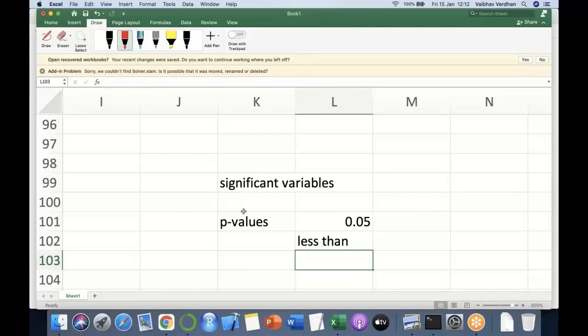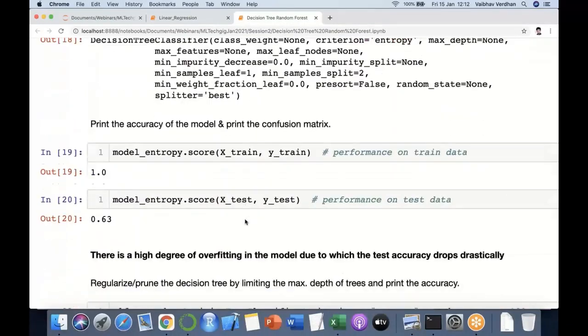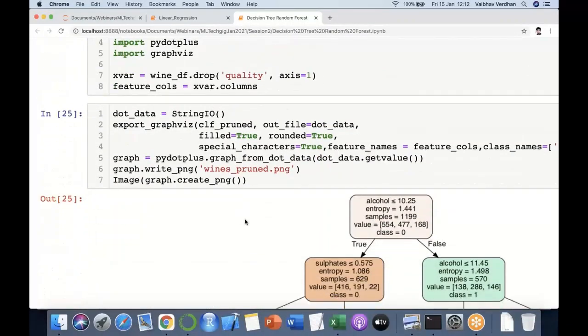Again, p-values are an output given by your model, and in the code you would find that we do have code where we explore our models. We get the p-values for each of the variables, and based on that you can shortlist which variables you want to have. Okay, now coming back to the code.